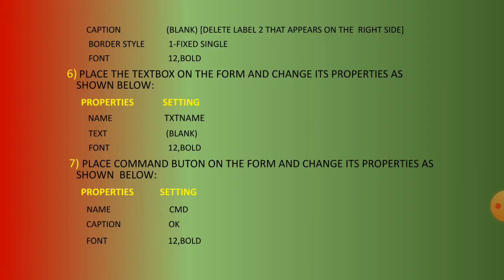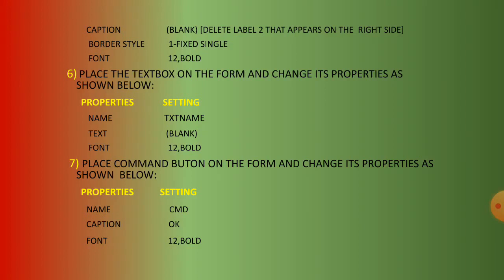empty. And next, place the text box on the form. Take a text box, place it on the form and change the properties: name as txtName, text blank, and font 12 and bold. Similarly, place one command button on the form and change its properties: name, caption, and font. We are changing the command button name with CMD, and for the text box we changed the name as txtName.